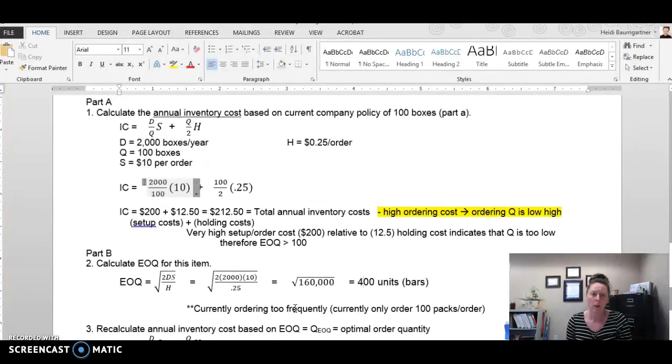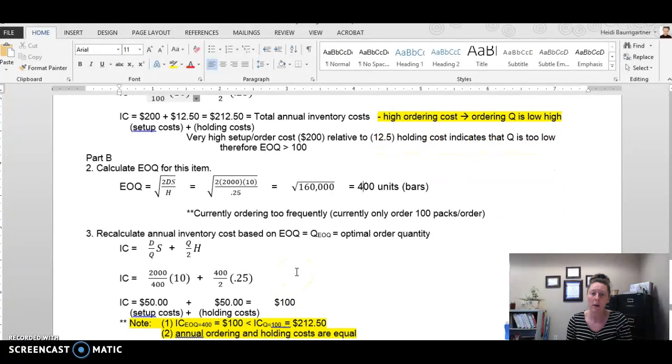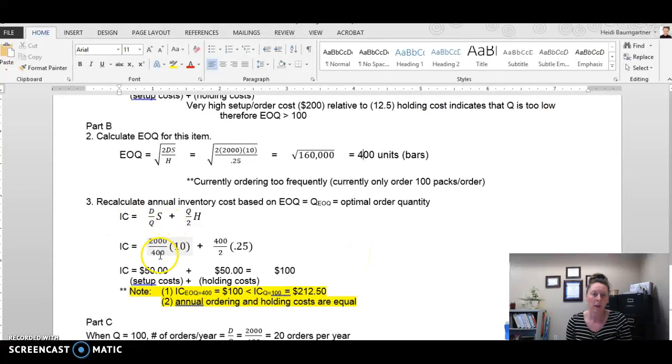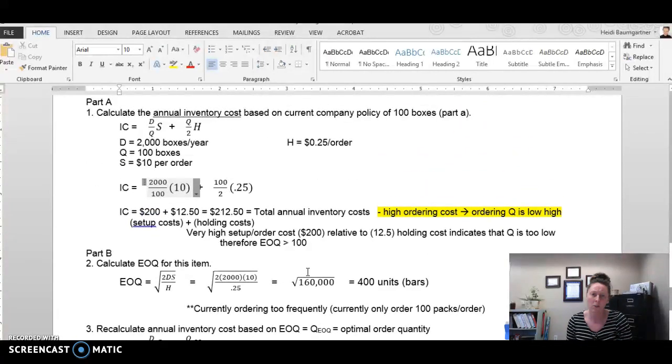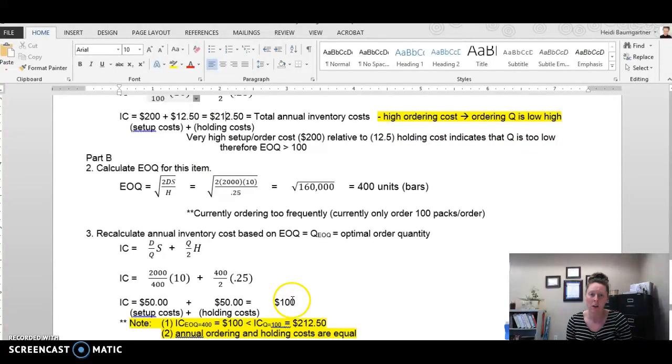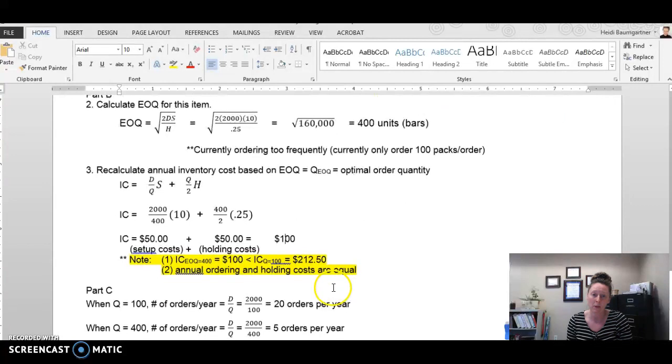So we need to recalculate the annual inventory cost based on the EOQ, or the optimal order quantity. So we plug in 400 here instead of our 100, calculate out, and we get $50 in setup costs and $50 in holding costs. So these are equal, giving us an annual cost of $100. So we see that $100 for our optimal versus our current of $212.50, we are definitely saving money, which is the goal of inventory management.